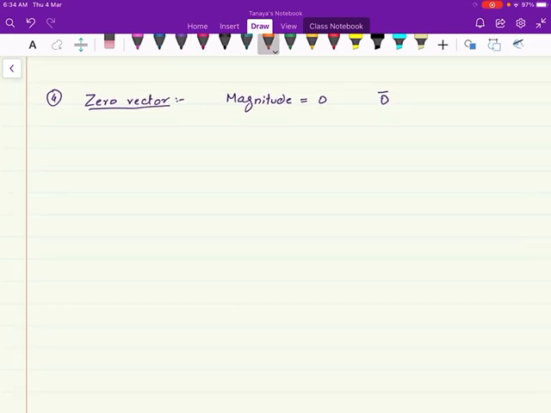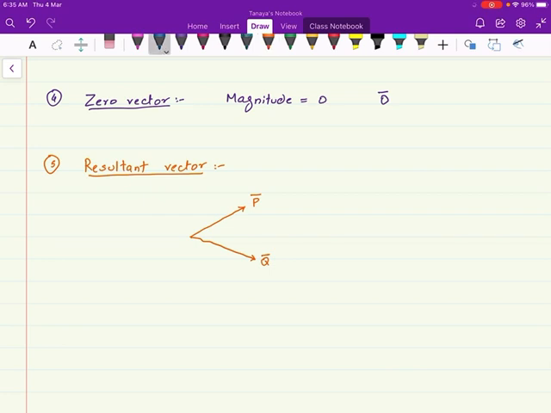Another type is, it's not a type but just a name, resultant vector. The resultant of two or more vectors is a single vector which gives the same effect as produced by all the vectors together. Okay, so if I have two vectors which are acting like this, say P bar and Q bar. Suppose they are forces and they are pulling this object of mass m.